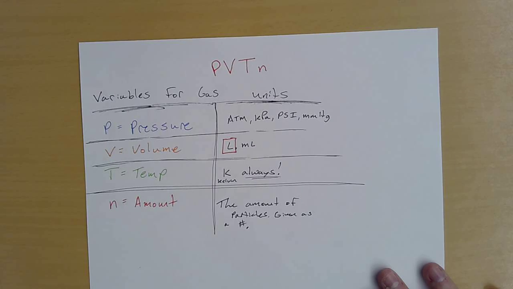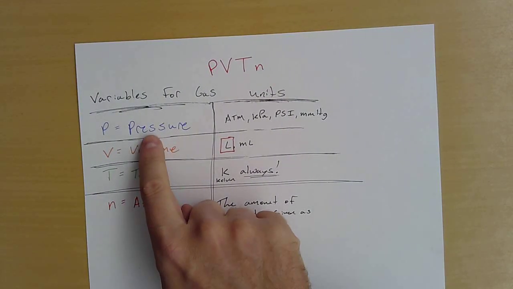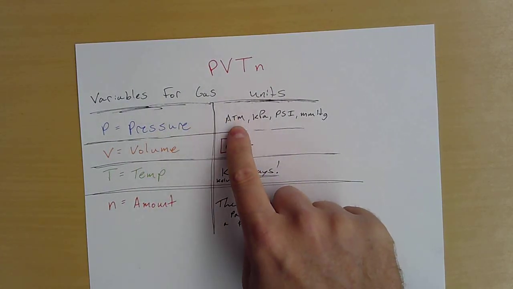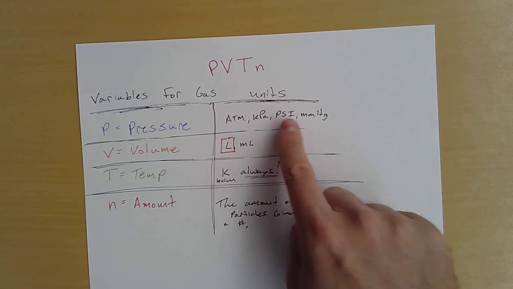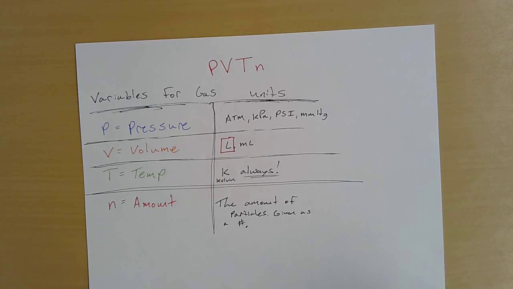So what are these variables? All the different variables are right here. So we can change pressure. Now pressure is given to us in atmospheres, kPa, kilopascals, pounds per square inch, or millimeters of mercury. Any of those are valid measurements of pressure.